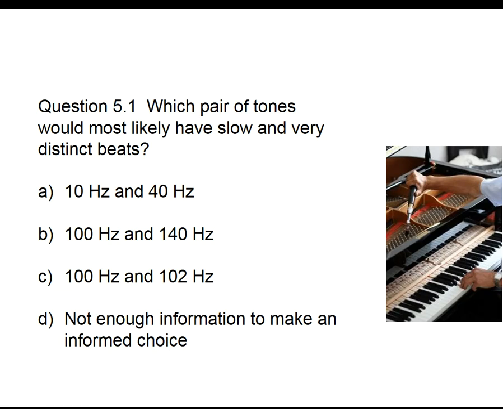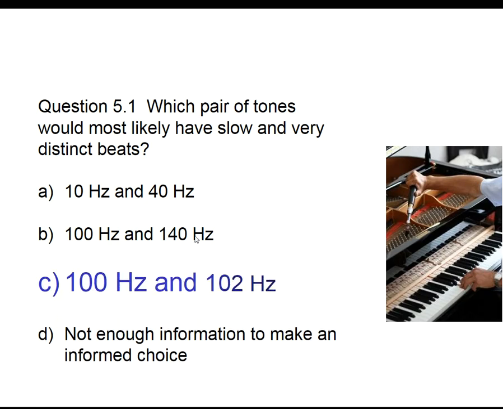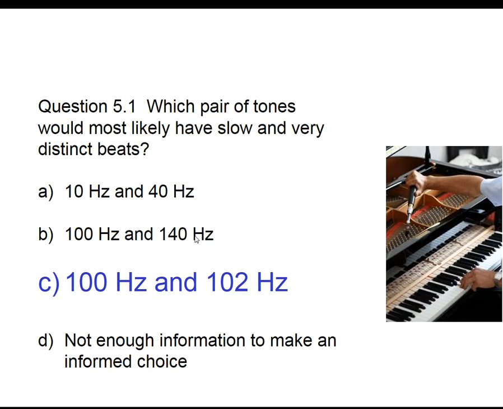Okay, so we're back, and you might notice that 10 and 40 hertz and 100 and 140 hertz will definitely give you beats, but the difference between 40 and 10 is 30, and the difference between 140 and 100 is 40. That means 40 times per second, so that's going to be a very fast beat. Whereas the difference between 100 and 102 hertz is only 2 hertz. So that's going to be like a wah, wah, wah, wah, like that. So if you guessed C, then you were correct.